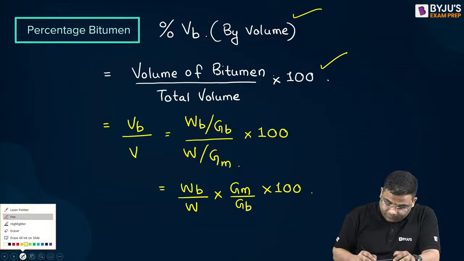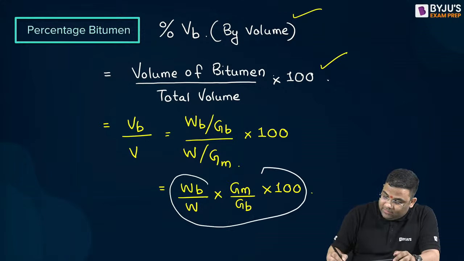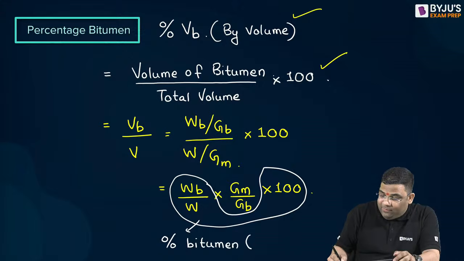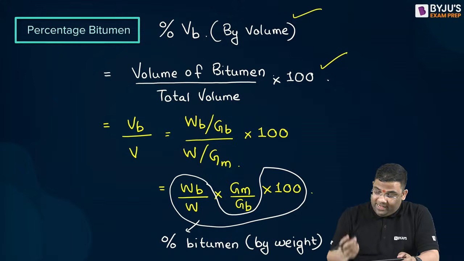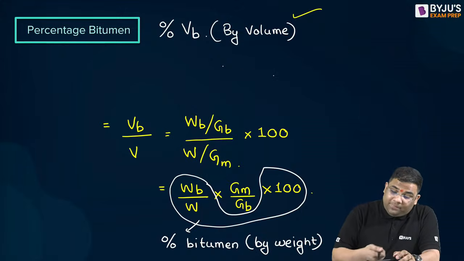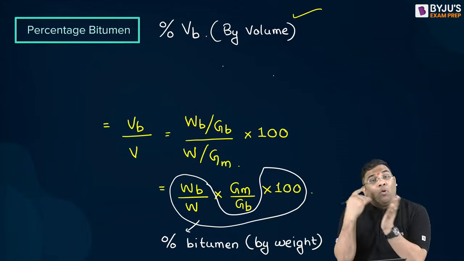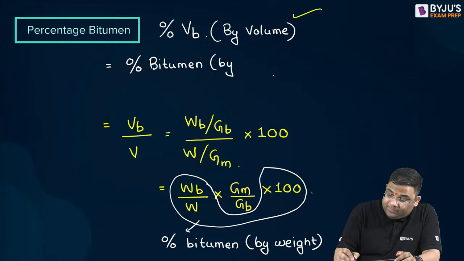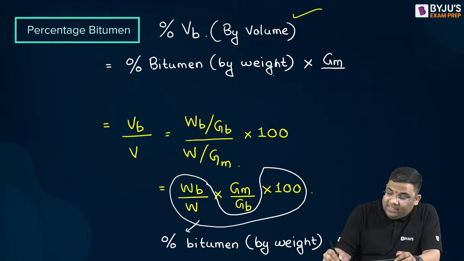Now see this. Can I say this is nothing but the percentage bitumen by weight? This is percentage bitumen by weight. Weight of bitumen by total weight into 100. So from here I can tell another formula: the percentage bitumen by volume is equal to percentage bitumen by weight into GM by GB.